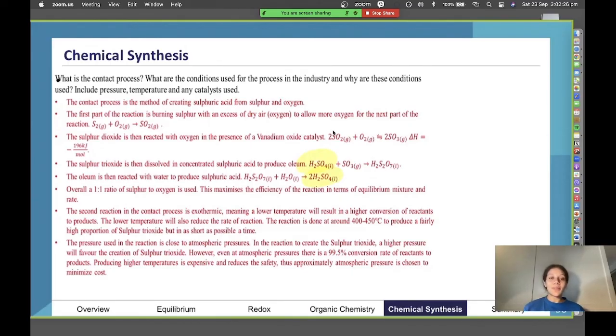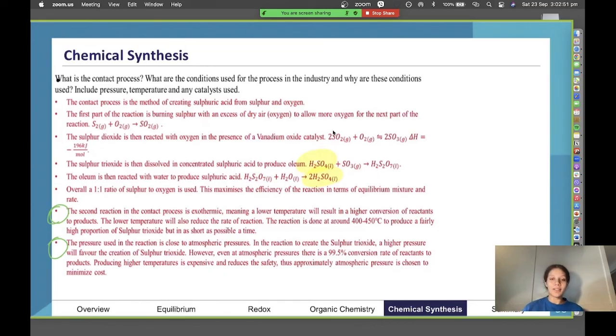So overall, we have a 1-to-1 ratio of oxygen, and this maximizes the efficiency of the reaction in terms of equilibrium mixture and rate. But the two main dot points in terms of conditions that I'd focus on would be these two here. The second reaction is exothermic. So a lower temperature will result in a higher conversion of reactants to products, except the lower temperature will also reduce the rate of reaction.